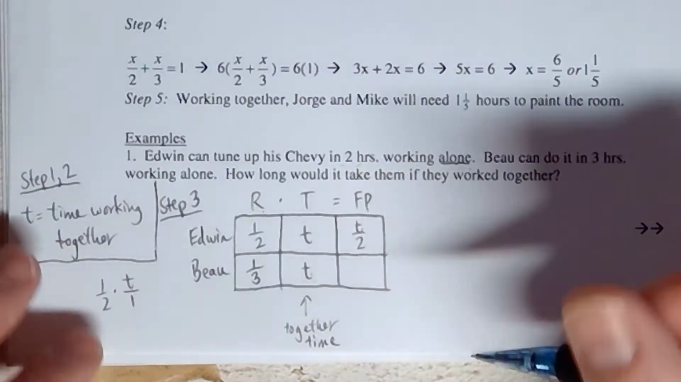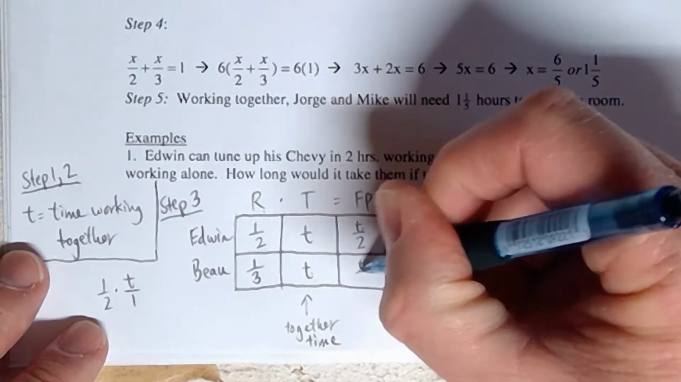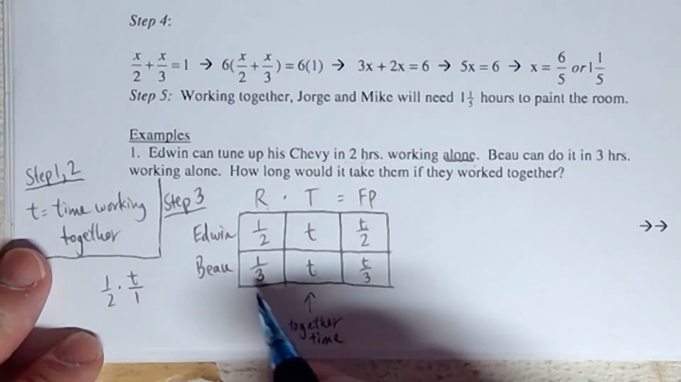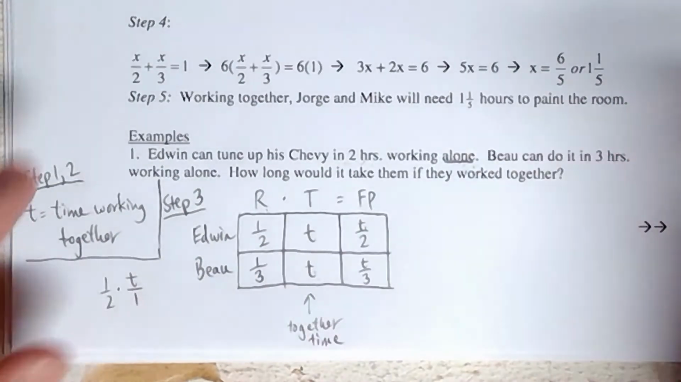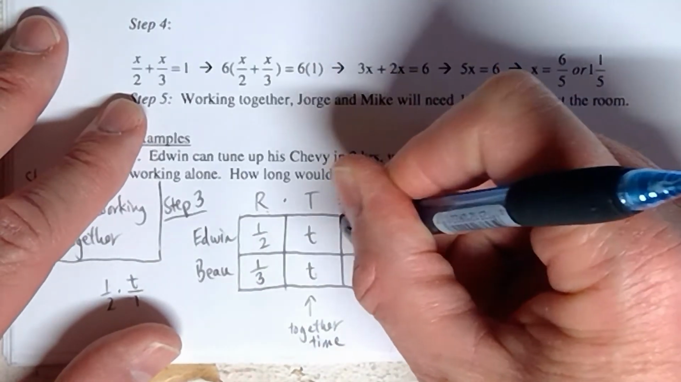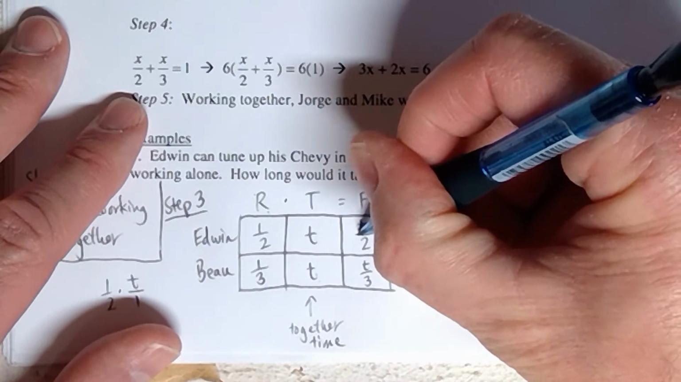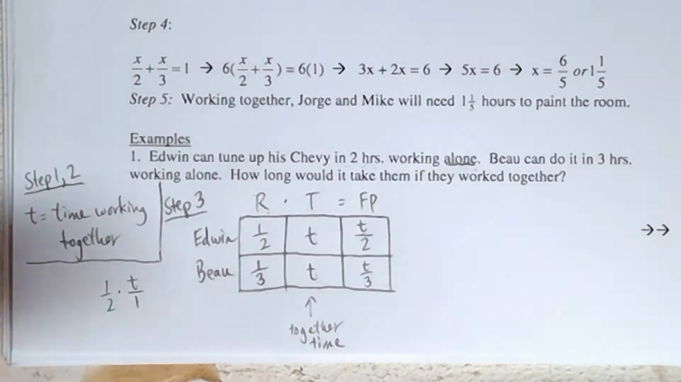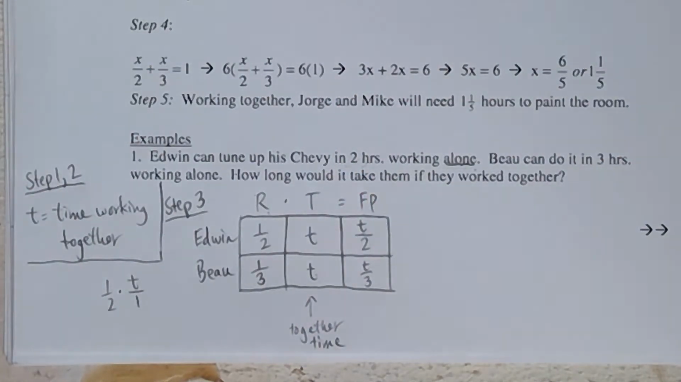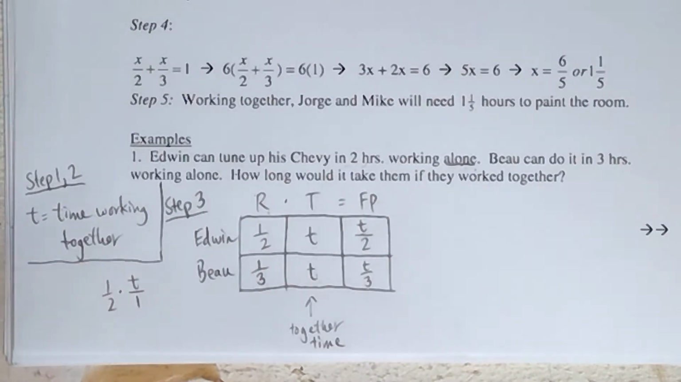And so in the same way, this is going to be T over 3, isn't it? Because it's 1/3 times T over 1. So let me just make that a little bit more clear here. We have T over 2 and T over 3. Now, we only need one equation, right? Because we only have one variable. So what is it?